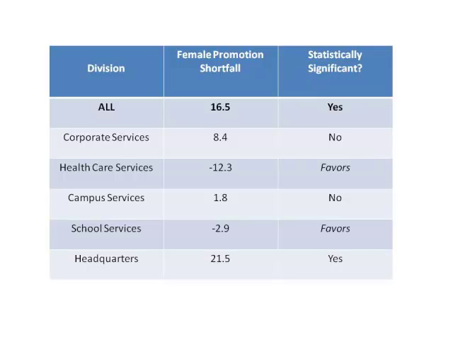Looking at school services, we see a female promotion shortfall of negative 2.9. Again, this disparity favors females. We promoted 2.9 females more than we would have expected. So again, we have a female promotion surplus. And looking at the final division, headquarters, we see a female promotion shortfall of 21.5. And this disparity is statistically significant. So among the 5 divisions, we have one disparity that's statistically significant. We have 2 divisions that have a female promotion shortfall, but that's not statistically significant. And we see in the remaining 2 divisions, the promotion disparity actually favors females. We promoted more females than we would have expected.